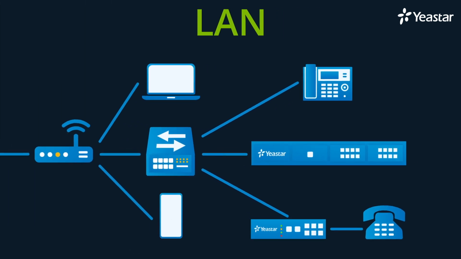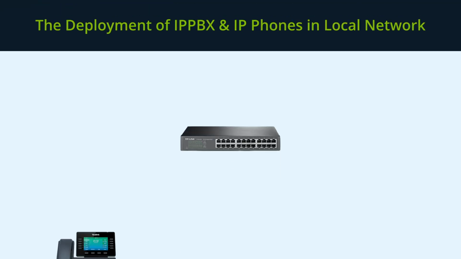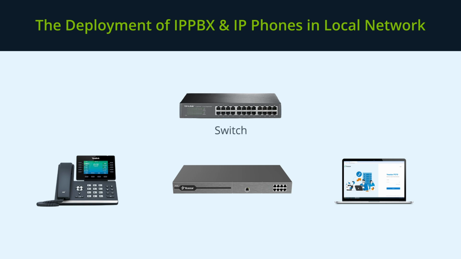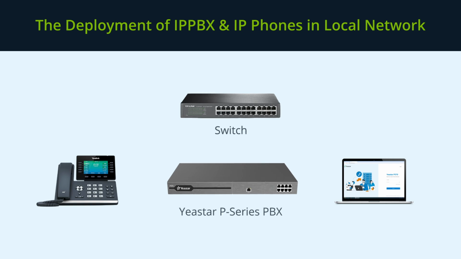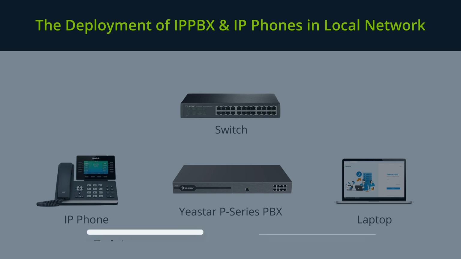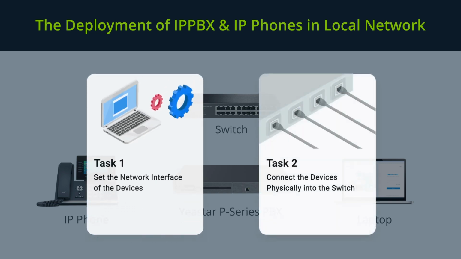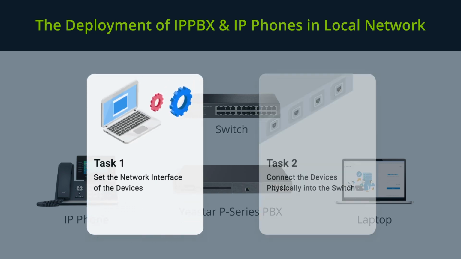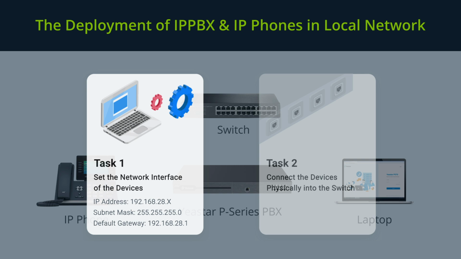Anyway, now let's turn to our internal system. In this video, we will make use of the following devices: a switch connected to the local router, a Yeastar S300 PBX, an IP phone, and a laptop for configuring all these devices. We need to finish two major tasks on each device. The first one is to set the network interface of the device. Make sure they're under the same IP segment and following the local network rules, so they will be accessible from each other when we're done.